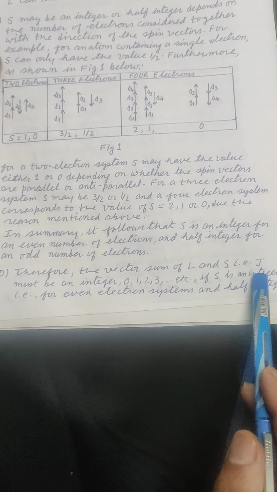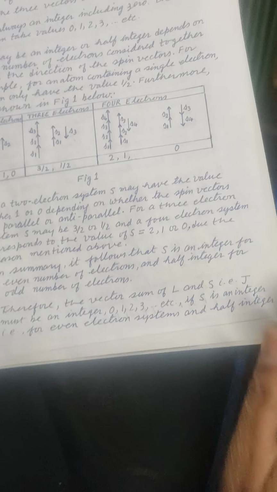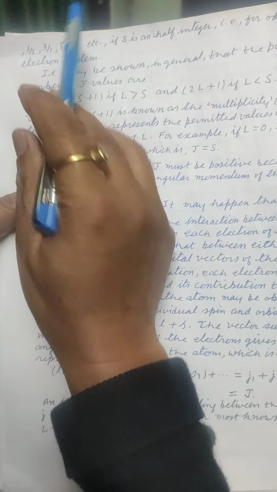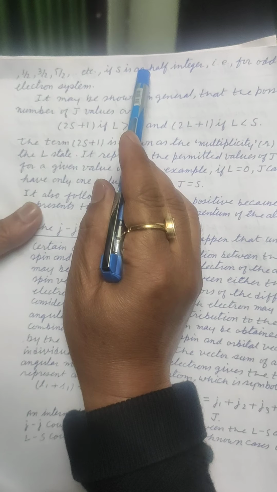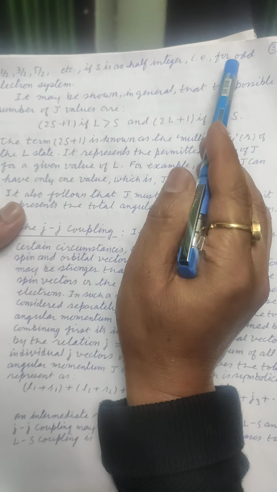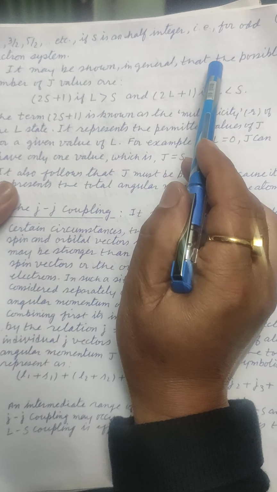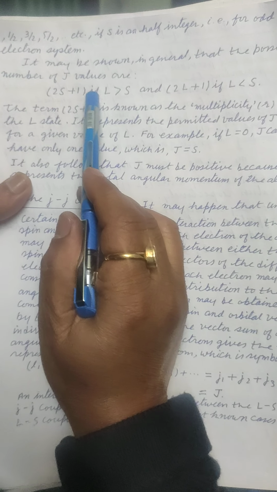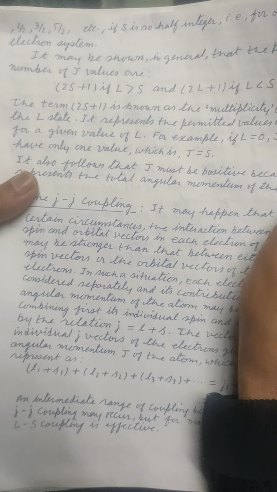If S is an integer, that is for an even electron system, and half integer, 1 by 2, 3 by 2, 5 by 2 and so on, if S is a half integer, that is for an odd electron system. It may be shown that the possible number of J values are 2S plus 1 if L is greater than S, and 2L plus 1 if L is less than S.